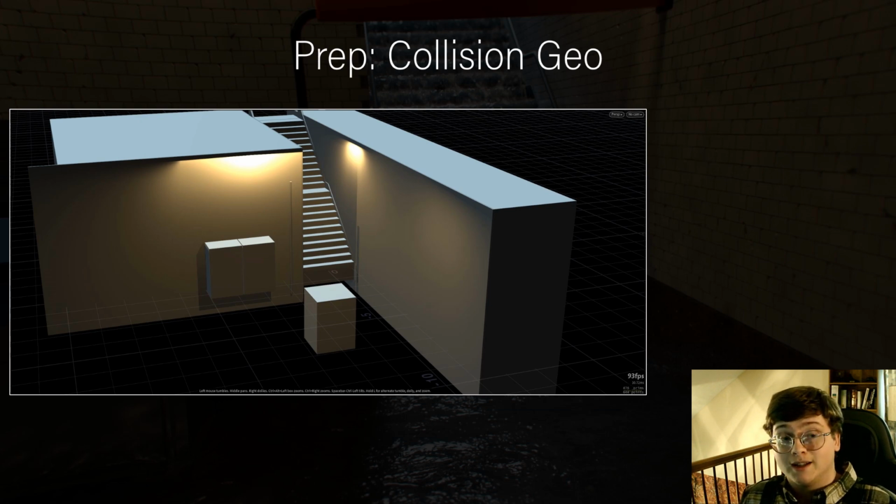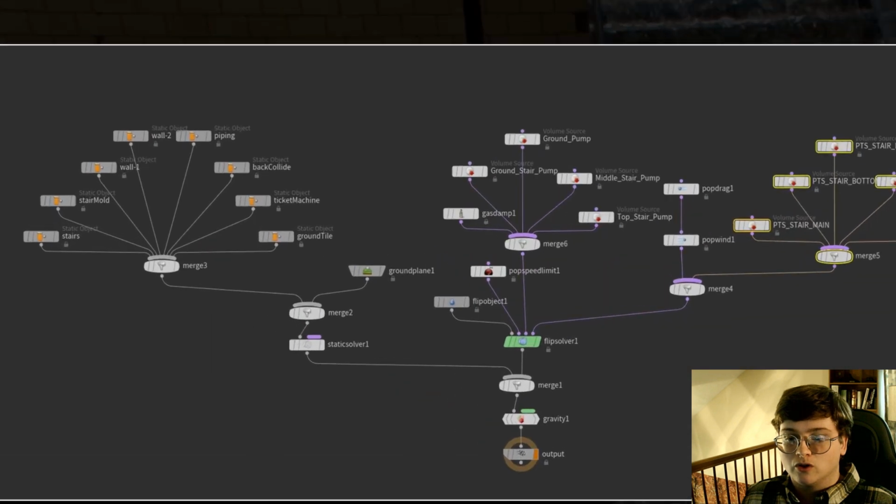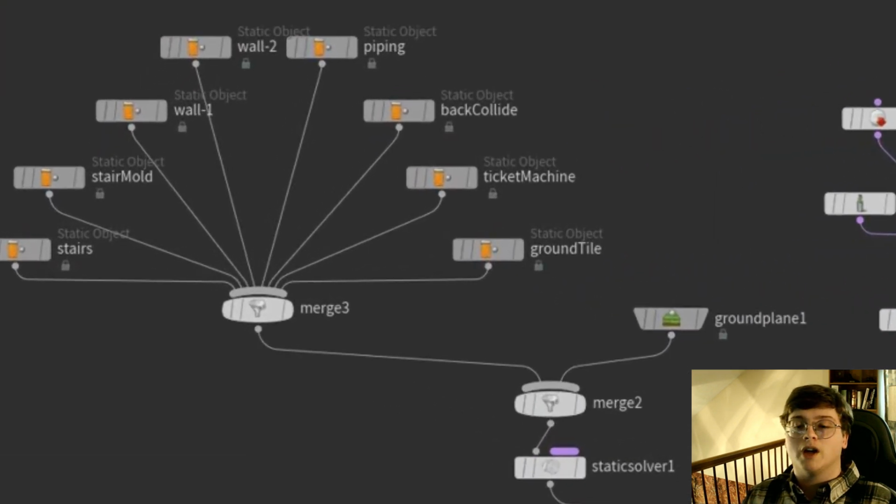Next, I need to create collision geometry, and I do this by taking a low-res version of my modeled environment and creating VDBs out of them and turning it into collision geometry. Now that I'm inside of my core simulation, we can look over here on the left. I have my collision objects broken apart so I can really control how each one is done, and they're each set to volume sample so that they're collidable with the fluid.